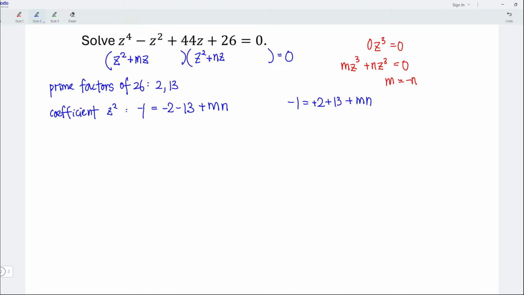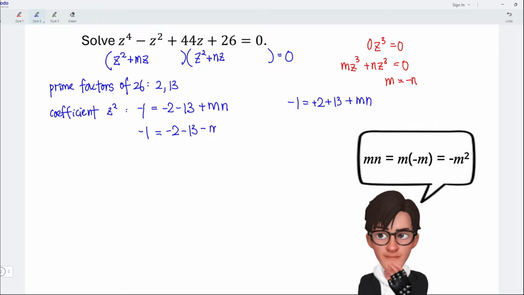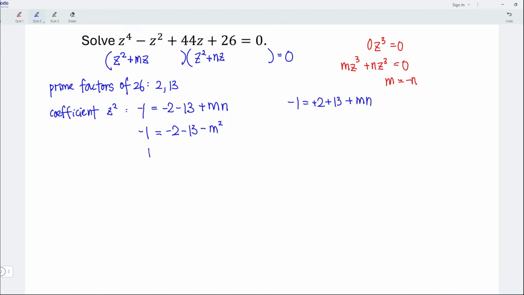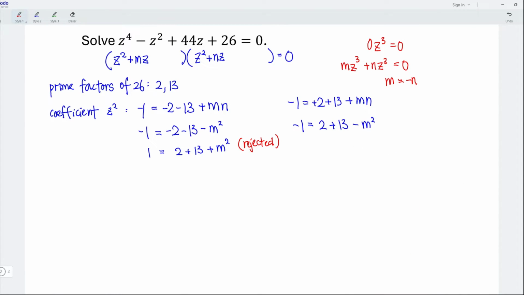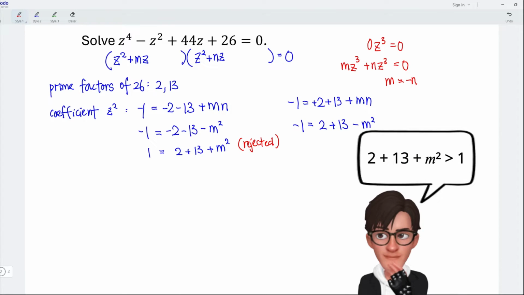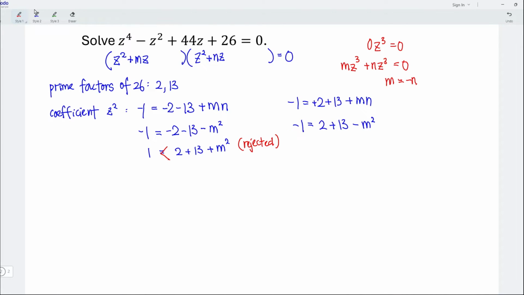Let's rewrite the equation. We should have negative 1 is equal to negative 2 minus 13 minus m squared, or it is equal to 1 is equal to 2 plus 13 plus m squared. On the other hand, we should have negative 1 is equal to 2 plus 13 minus m squared. The first possibility should be rejected, since m squared is always a positive number. In other words, if we take 2 plus 13 plus m squared, it would definitely be greater than 1, but not equal to 1. So the constants should be two positive numbers.